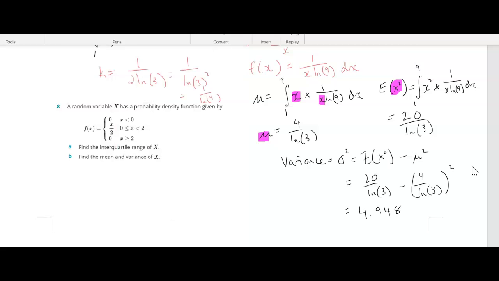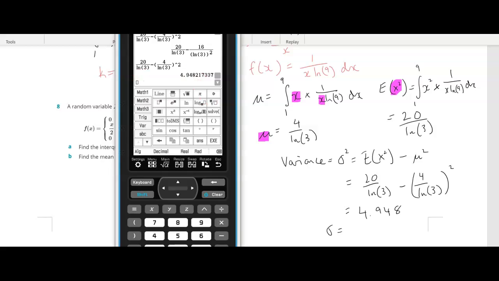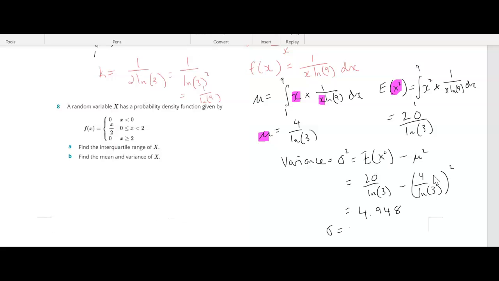Then if we wanted to find the standard deviation, remember the standard deviation is just the square root of that. So we can go back to the calculator. The square root, and I'm just going to highlight that and put it in. So 2.224. Notice that I dragged the whole thing in. So never use rounded values, always use as many decimal places as possible.